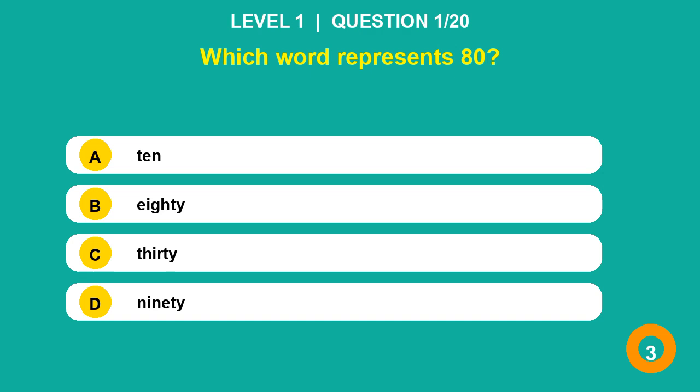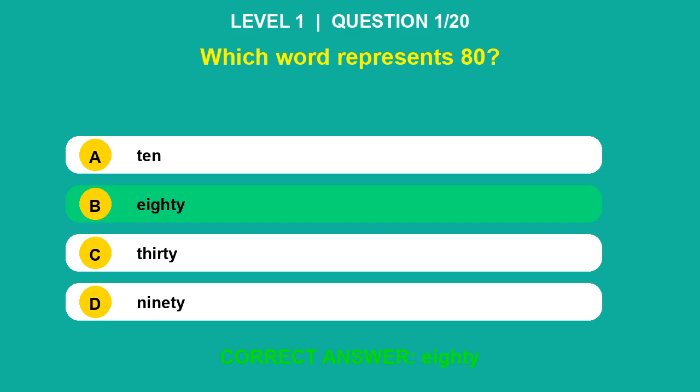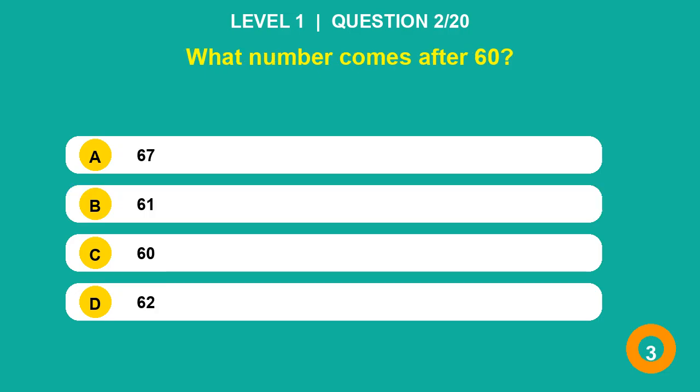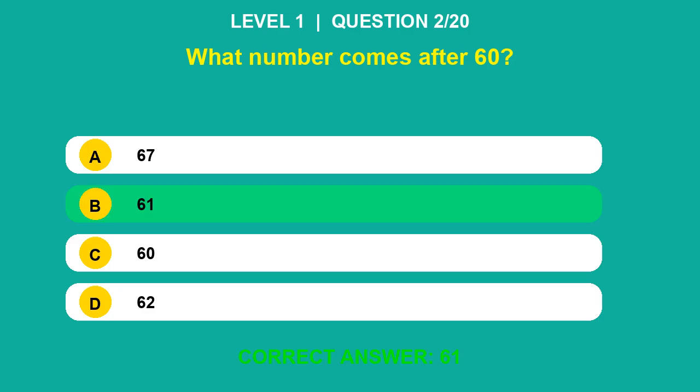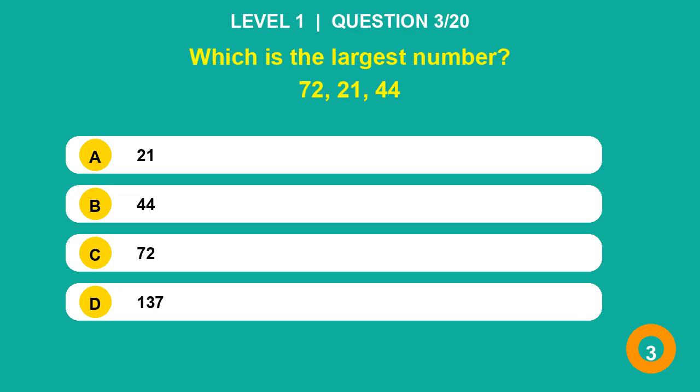Which word represents 80? Answer is 80. What number comes after 60? Answer is 61. Which is the largest number?